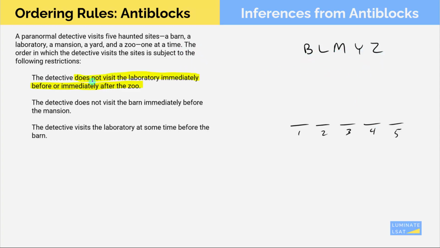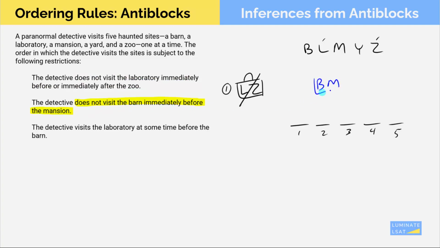Here are the 5 variables, B, L, M, Y, and Z. The first rule says that the detective does not visit L immediately before or immediately after Z. So that means we cannot see LZ, and we also cannot see ZL. These are not allowed. To diagram this kind of rule, I'll just diagram LZ in a reversible block with a slash through it, but if you prefer, you could write both of the possibilities that are not allowed, no LZ, no ZL.